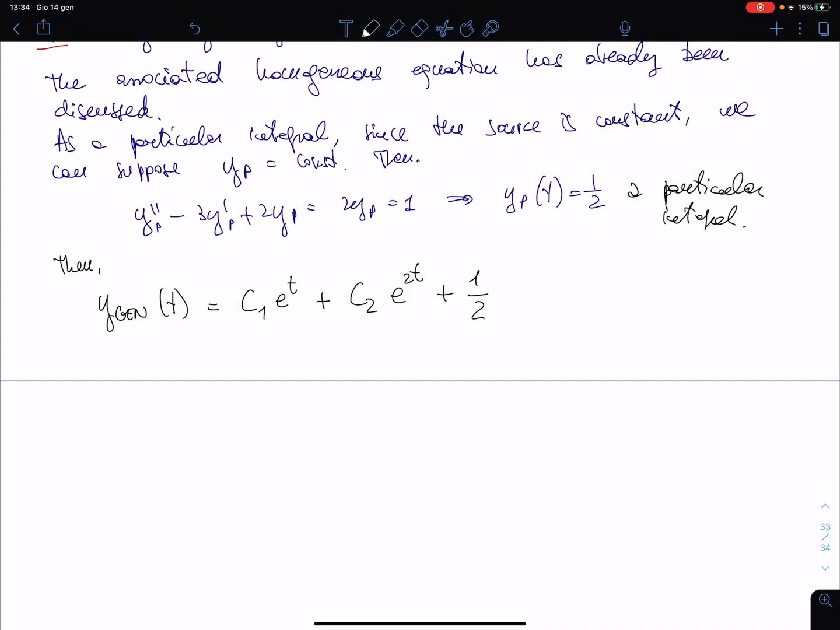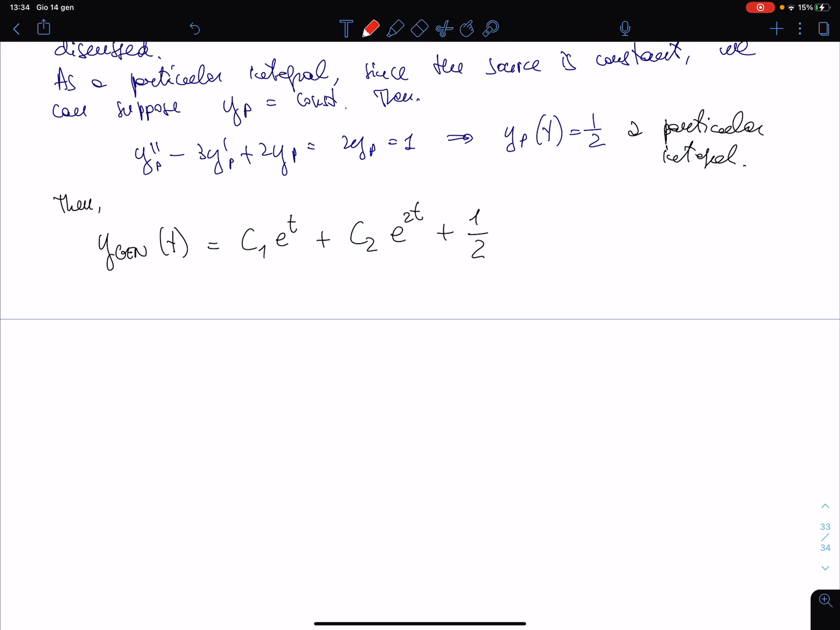Another example on this problem, with a simple theory that we did, is the following. Another exercise is: find the general integral of the ODE y'' + 2y' = e^t.